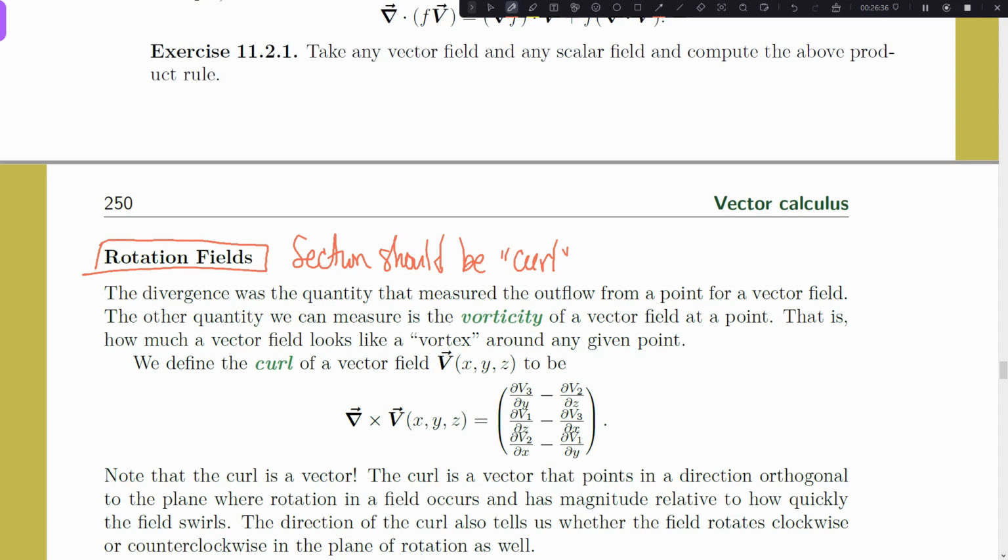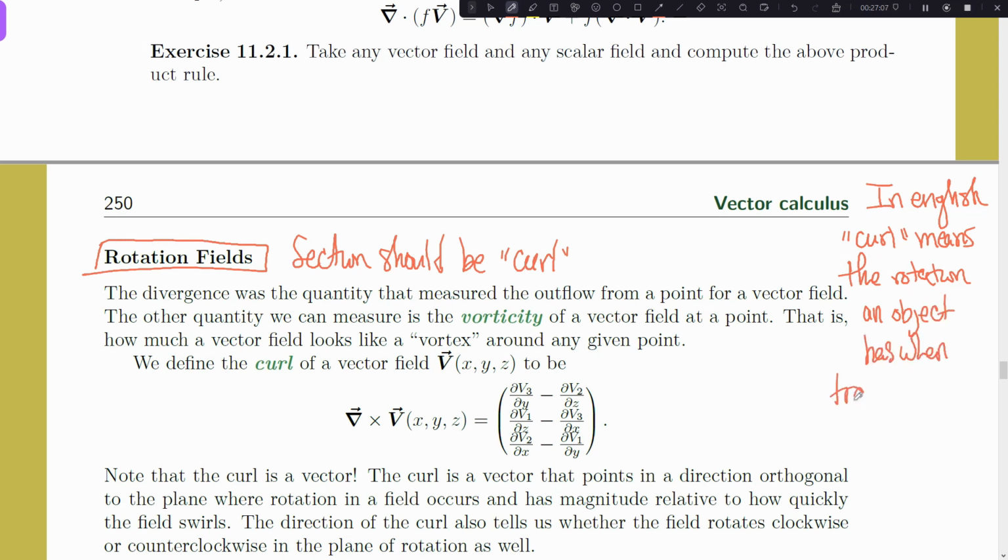And we give it the name. Why should we talk about what the name of the curl is? In English, I know I sometimes capitalize and sometimes don't. I think it should always be capitalized. In English, curl means the rotation an object has when traveled through.